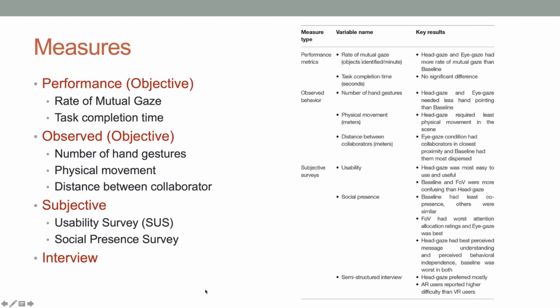In terms of experiment measures, again, we had to think about objective and subjective measures. We had a number of performance measures, including the task completion time and how often they both looked in the same direction. The observed measures were the number of hand gestures people made and how much movement they made. Then we had subjective measures around the System Usability Scale, and also a social presence survey where they could say how much they felt the other person was really with them in the space. After that, we also interviewed both people as well.